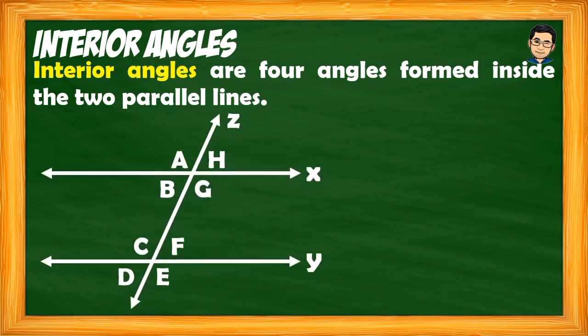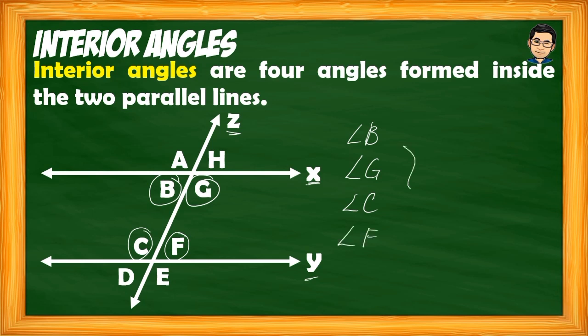So let us identify the interior angles given the illustration. Okay. So ito yung ating parallel lines, X and Y. And then yung ating transversal line is line Z. So yung mga nabuong interior angles ay angle B, angle G, angle C, and angle F. So yung mga nasa loob ng parallel lines. So sulat natin, angle B, angle G, angle C, and angle F, these are all interior angles.